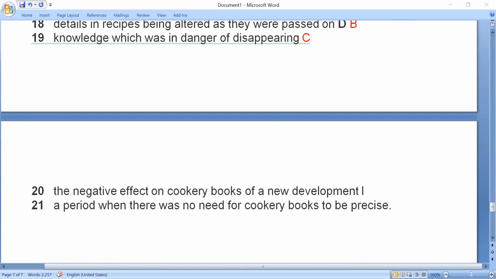Can you see the screen? Yes. Which one? The Word file or the website? Word file. Question 20, 21, 18, 19.